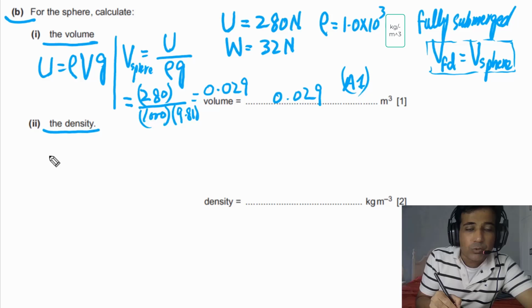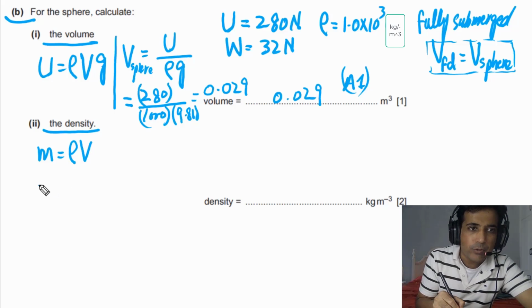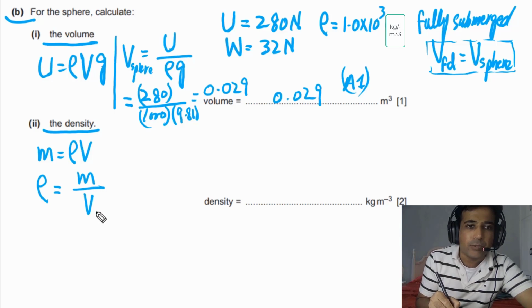Now we need to calculate density, but we understand mass is equal to density times volume. We need to find out density. So it means density will be equal to mass of sphere divided by volume of sphere. So this is volume of sphere. For this question, we have weight of sphere. Weight of the sphere is given, that is equal to 32 newtons.